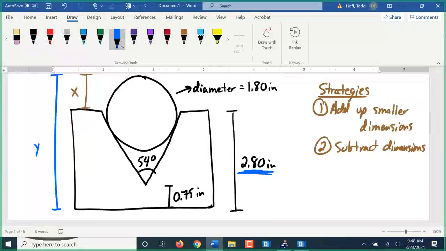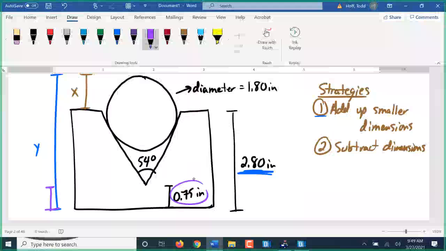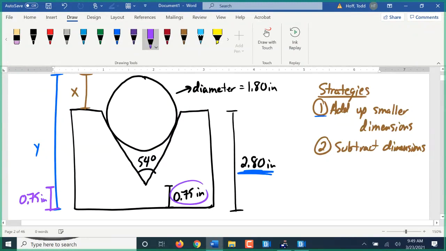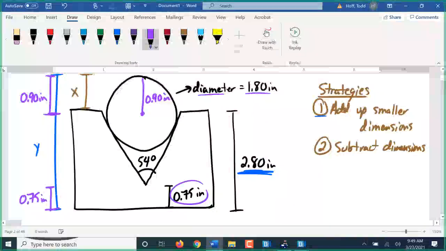Now to find y, I'm actually going to use that first strategy. For y, I know that we have one piece from here to here, which is the 0.75 inches. I know that from the center of this circle up is 0.90 inches. How do I get that? Well, if the diameter is 1.8, the radius is 0.9. So I need to find the rest of this from here to here.